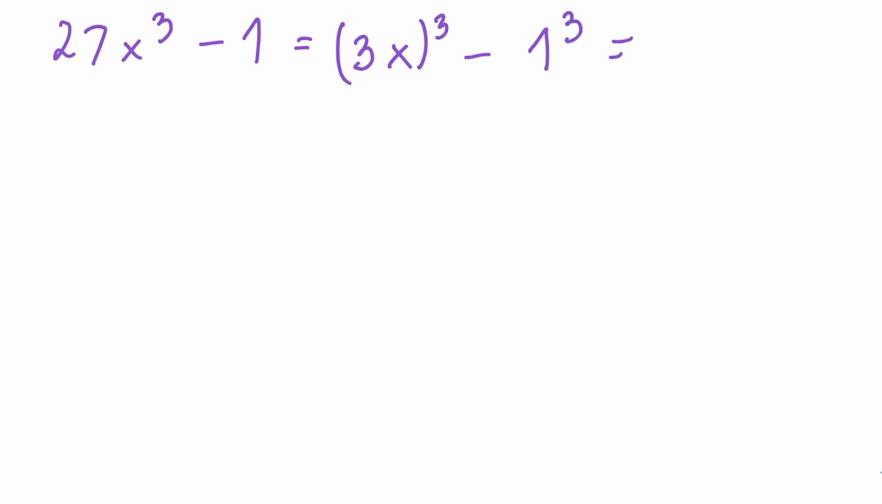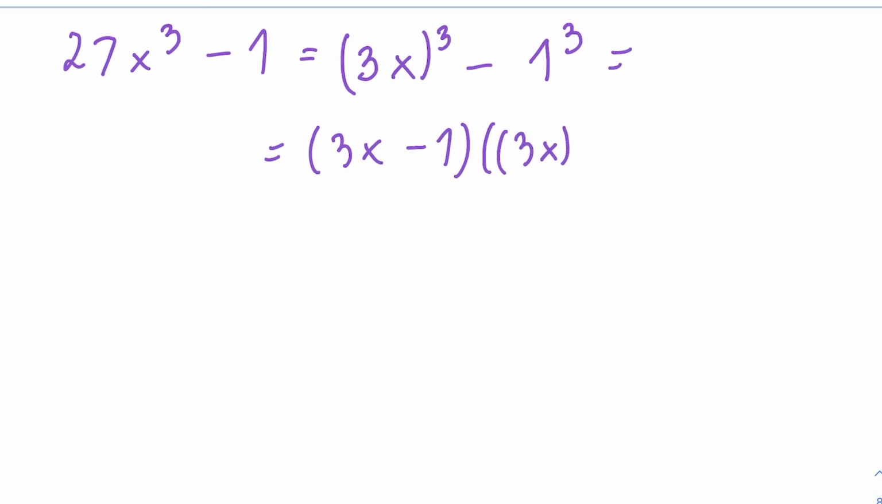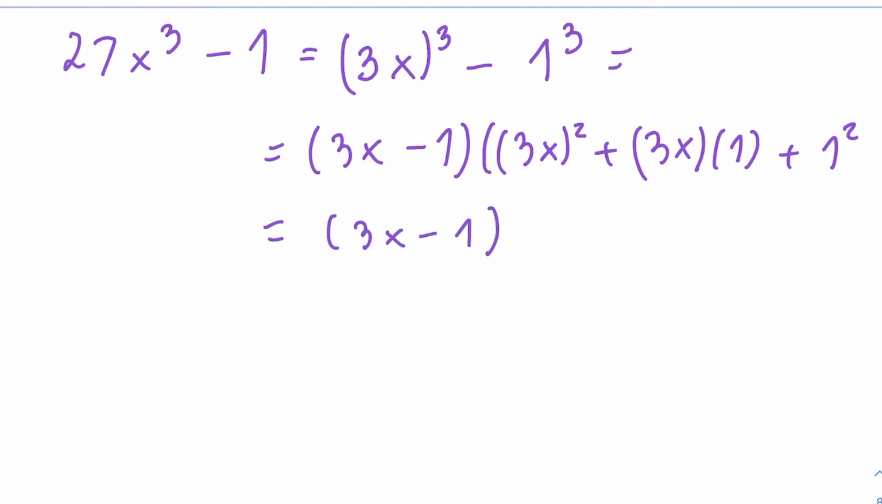So that will be equal to 3x minus 1 times 3x, all of that squared, plus 3x times 1 plus 1 squared. So we'll be left with 3x minus 1 times 9x squared plus 3x plus 1.